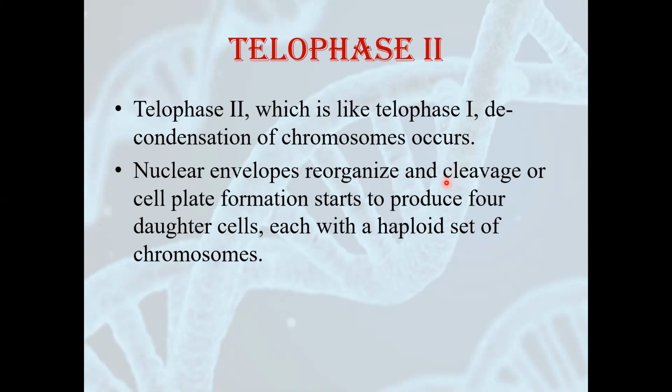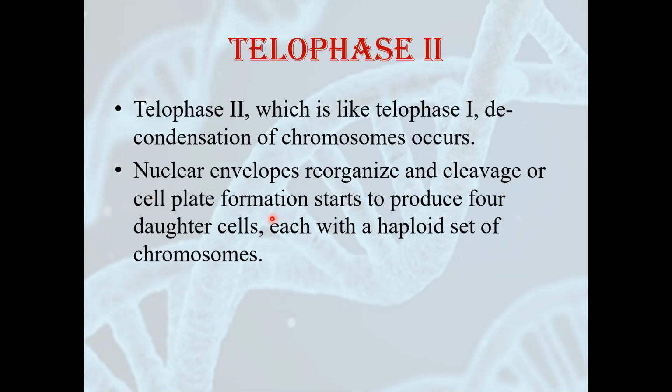And from here, when the cleavage starts, cytokinesis will occur. If you remember mitosis, we have done this already. Karyokinesis means nuclear division. Once the nuclear division is over, cell division starts. So here also nuclear division will be over. And now with cleavage in animal cells, and cell plate formation in plant cells, both will start so that 4 daughter cells are produced.